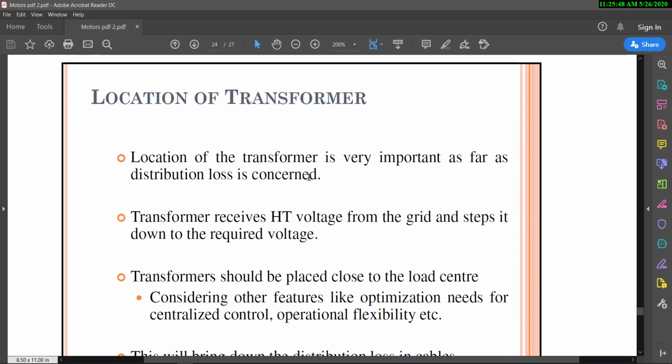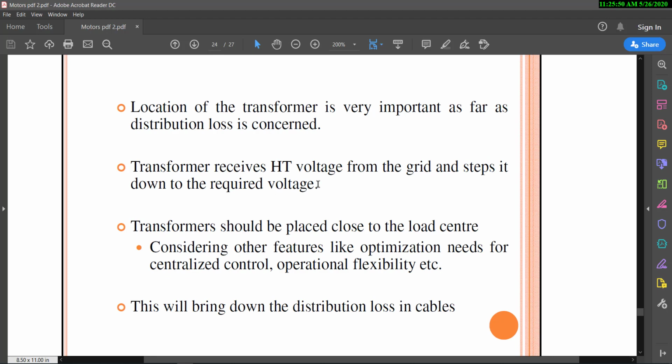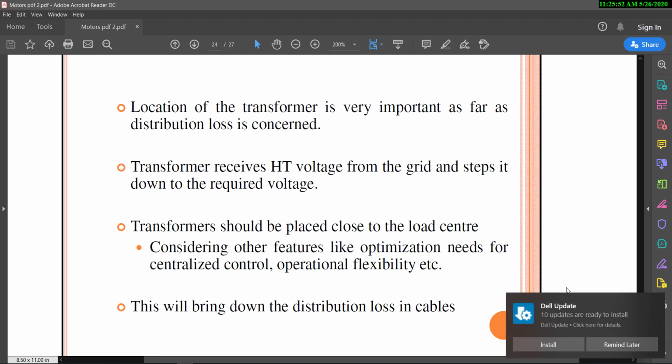Location of a transformer. The location of a transformer is very important as far as distribution loss is concerned.